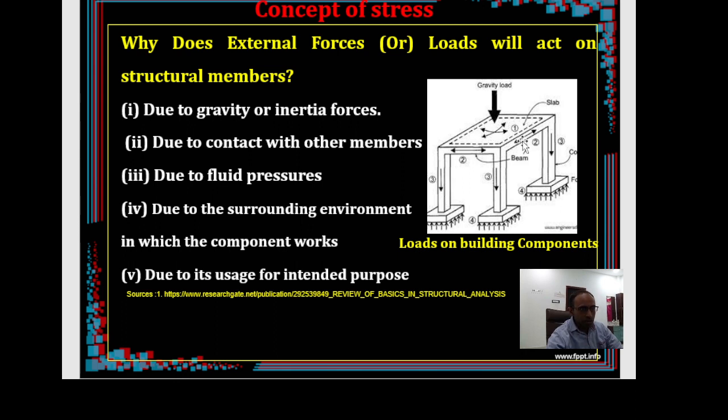And for example, this particular slab might have been constructed for some living purpose or some other official purpose. As a result, there will be some kind of loads acting on it. When it is used for whatever intended purpose for which it has been built, loads will be acting because of that also. Or sometimes a water tank or some other fluids are stored here. As a result, loads or external forces may also be acting on any one of these structural members. Right? So these are the reasons why loads or external forces act on structural members. After all, the structure is supposed to be taking some kind of loads, otherwise we don't build them, right?